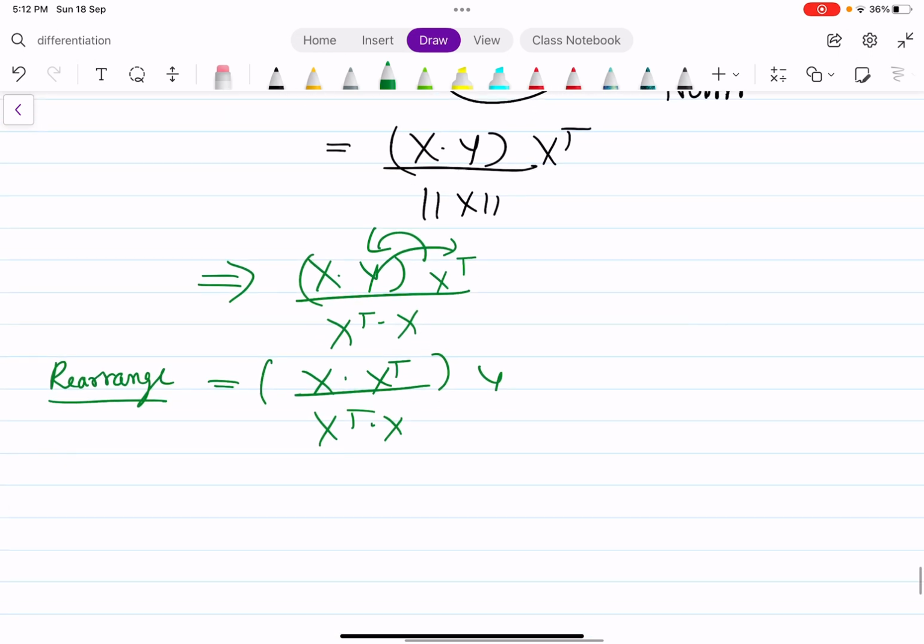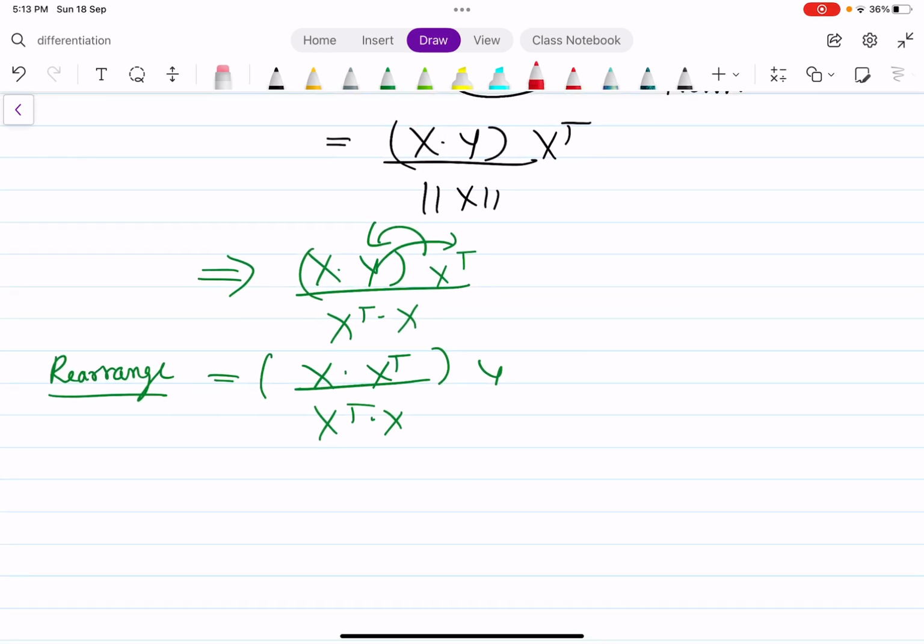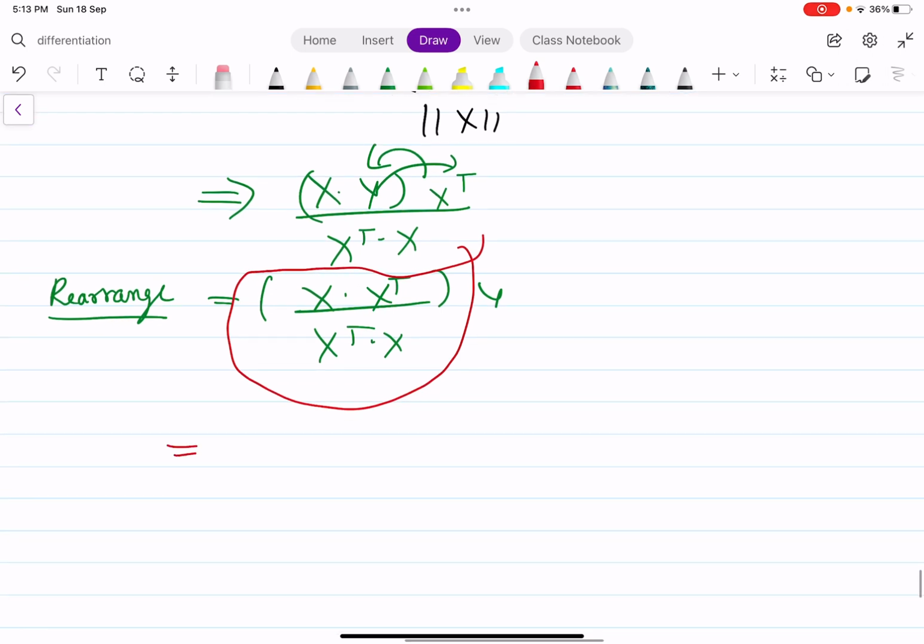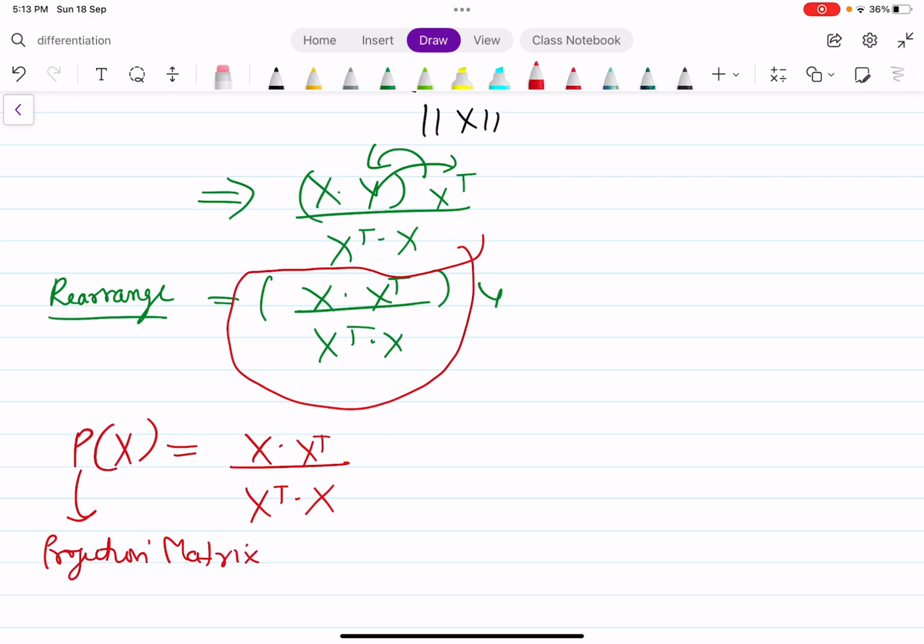And on rearranging, what do we get? We get this. Now for the projection for x, we don't need anything of y, we just want to find the projection matrix for x. So to get the projection matrix, just take whatever terms are there with x. So what you get is x into x transpose by x transpose into x, which is simply the norm of x, and this is the P of x, which is written as the projection matrix of x. So this is basically what the projection matrix talks about.